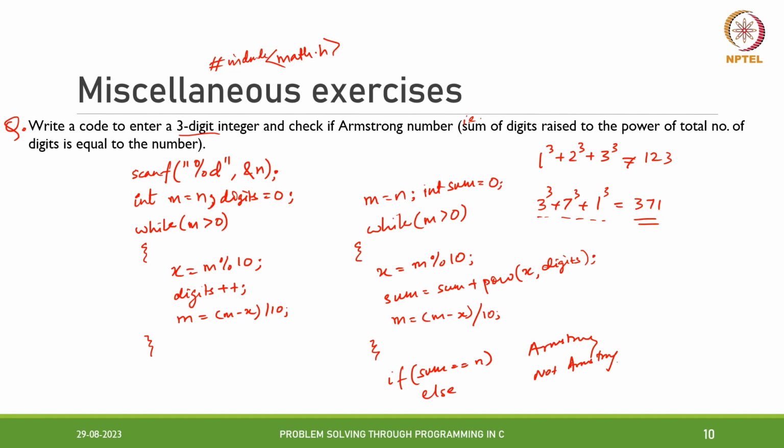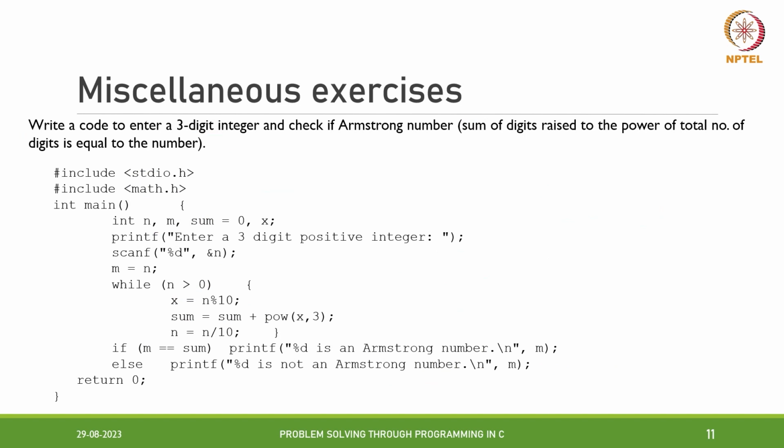If you have the restriction that it's a 3-digit integer, then you can just directly put 3 here instead of doing this first part to calculate the total number of digits. You just directly do the second part and put pow x comma 3, right? Okay, sir. Yeah, so this is the code actually that I have done. So here, as you can see, I have not calculated digits, rather I have put directly x comma 3, like you were saying.